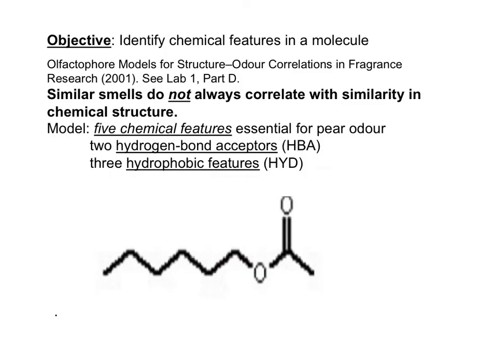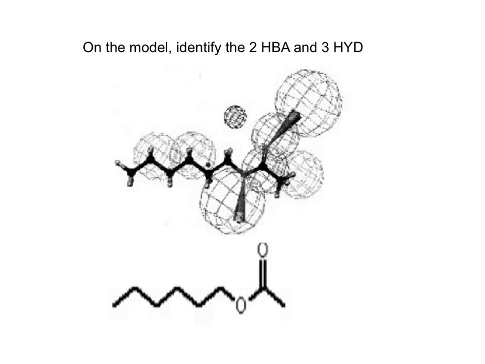In a paper on olfactophore models for structure-odor correlations in fragrance research, the researchers found there are 5 chemical features essential for the pear odor: 2 hydrogen bond acceptors and 3 hydrophobic features. Remember that oxygen is a very electronegative atom, so hydrogen bonds can form to each oxygen. The hydrophobic features are the nonpolar parts, which are the hydrocarbon parts of the molecule.